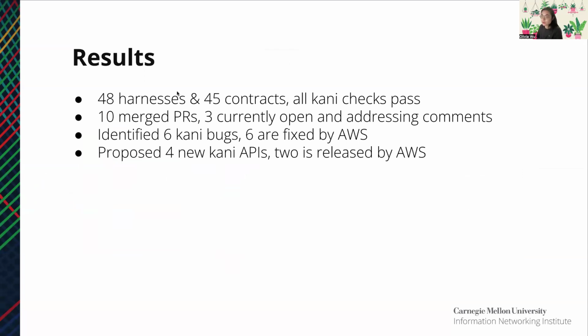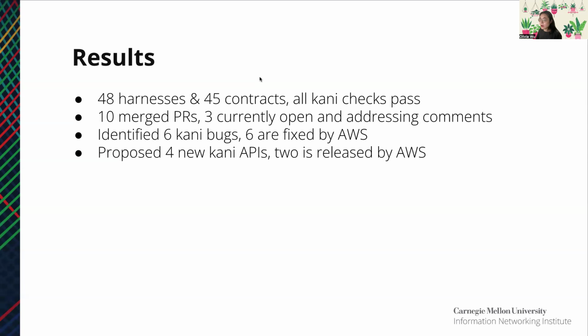So above is our detailed technical walkthrough of how we approached the contracts and harnesses for all the APIs that we worked with. Overall, the results are that we wrote 48 harnesses and 45 contracts. And remember, we had 48 APIs to start with, and 3 of them, as Jamie has mentioned, were originally blocked by certain Kani issues. So those do not have contracts yet.